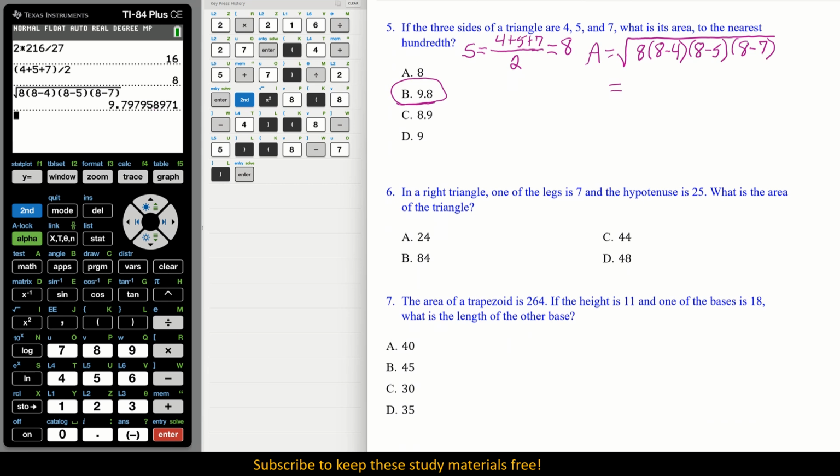In a right triangle, one of the legs is 7 and the hypotenuse is 25. What is the area of the triangle? Well, the first thing that we need to do before we can calculate the area is find that other leg. All right, so let me show you. We have a right triangle.